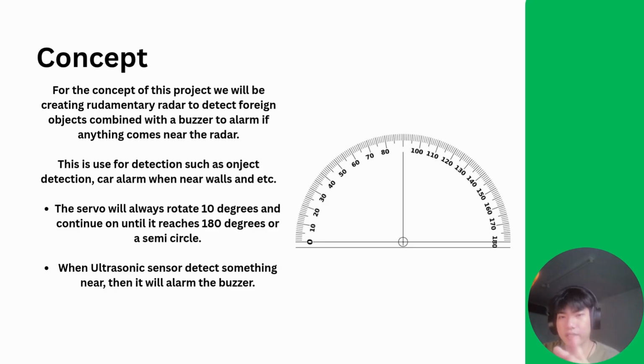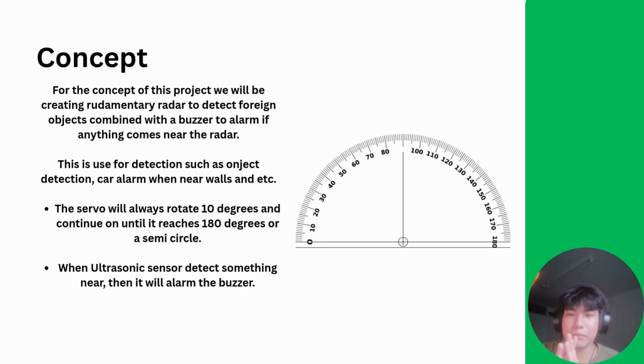Now, when anything comes near, in the concept we basically change the variable for the distance to be fixed, so you can change it, and then we can use this detection for things like a car alarm when you're near walls. Our servo will rotate 10 degrees until it reaches 180, and then it'll go to zero, and then to negative 180 degrees, stuff like that.